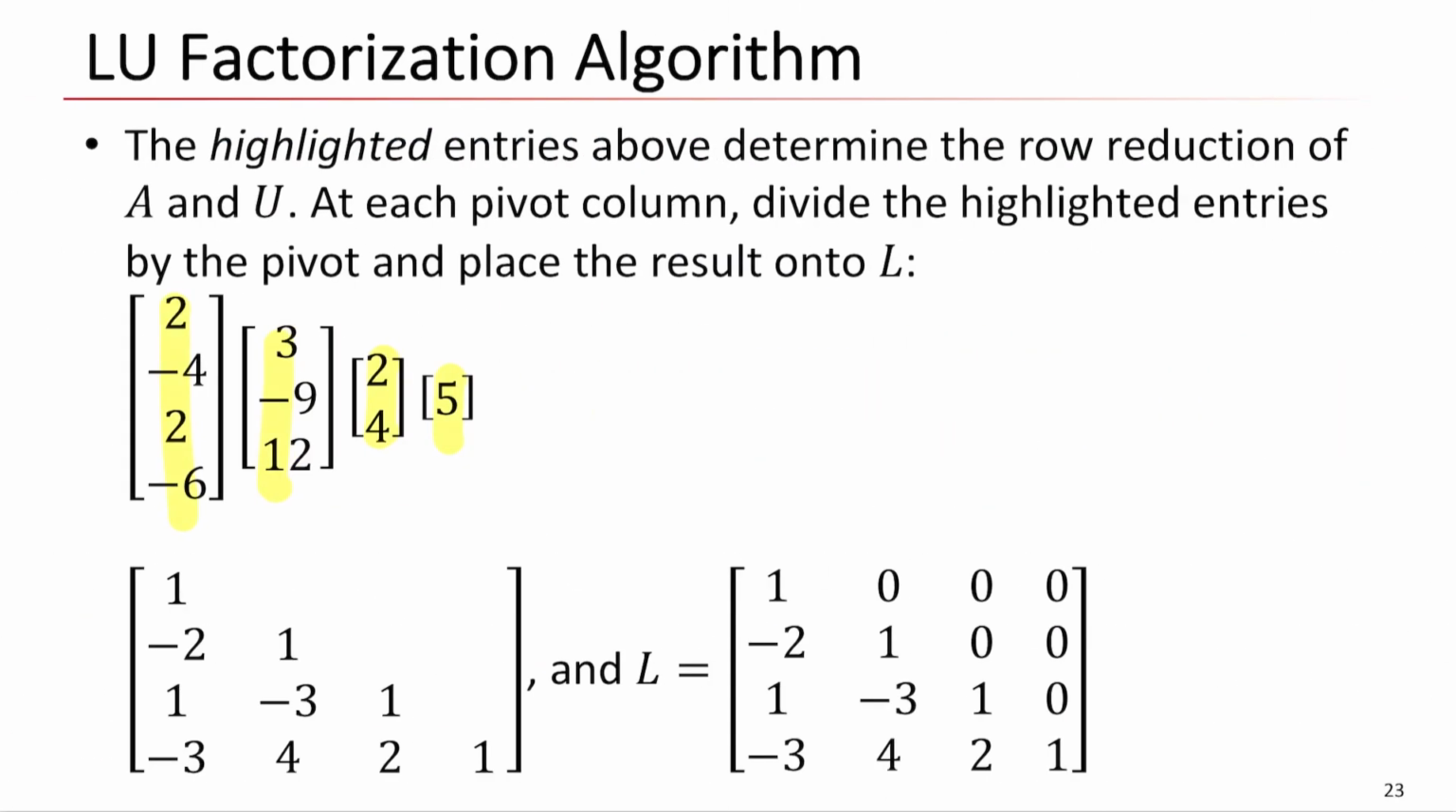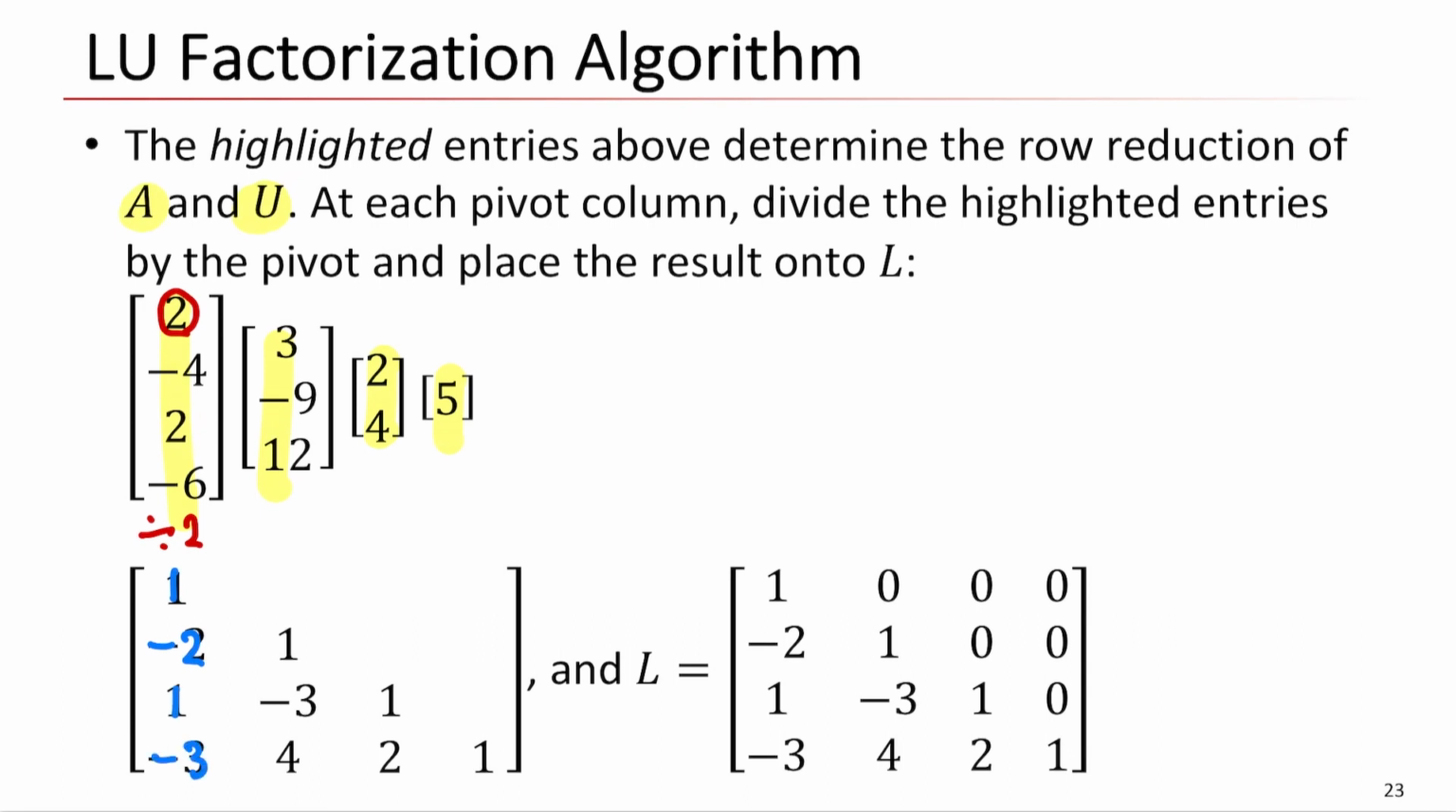The highlighted entry determines the row reduction of the A and B, from A to B. Okay, so at each pivot column, divide the highlighted entry by the pivot and place the result onto L. So in this case, let's divide this column by 2 by using this pivot value. Okay, so the result is the 1, -2, 1, -3, right?